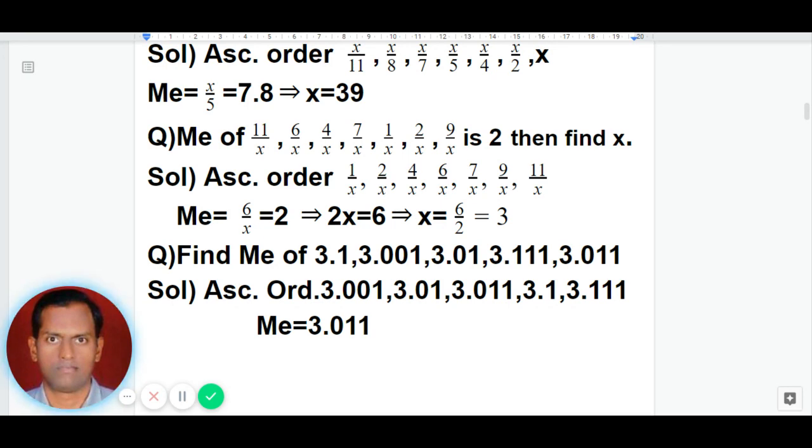Find the median of 3.1, 3.001, 3.01, 3.111, 3.011. Now put them in ascending order and find the median. The median is 3.011.